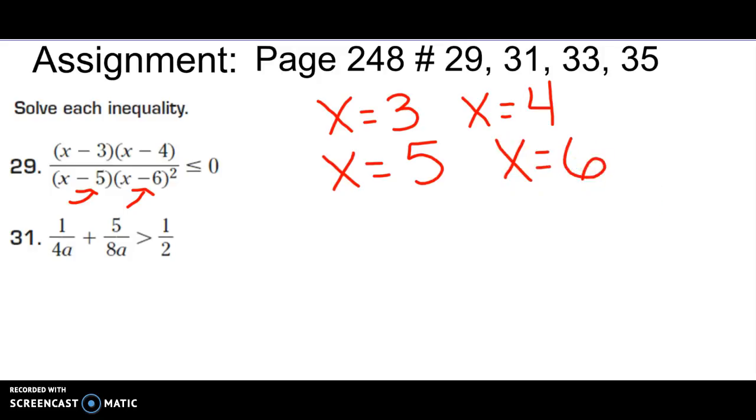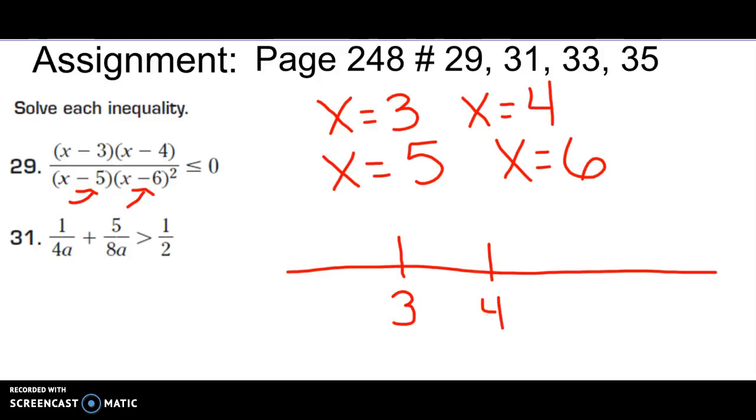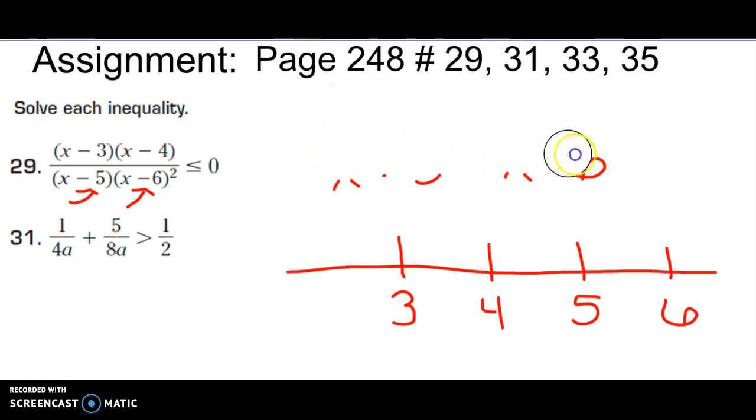So we're going to make a number line. Go ahead and make your number line. And make some little marks here for 3, 4, 5, and 6. All right, because those are all either your solutions or your points of discontinuity that are going to cause problems for you. So let's go and see what we can do with that.